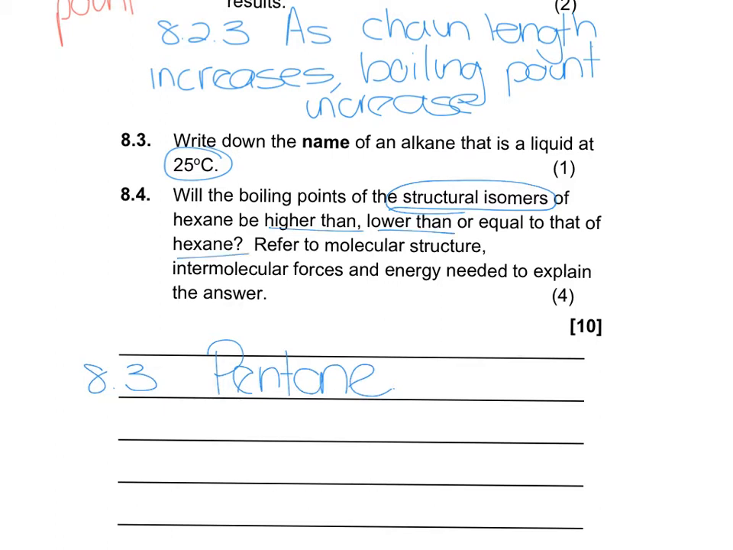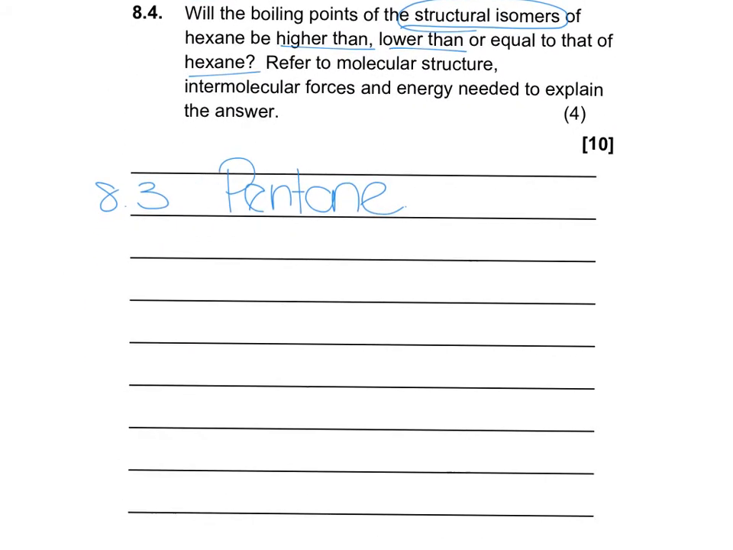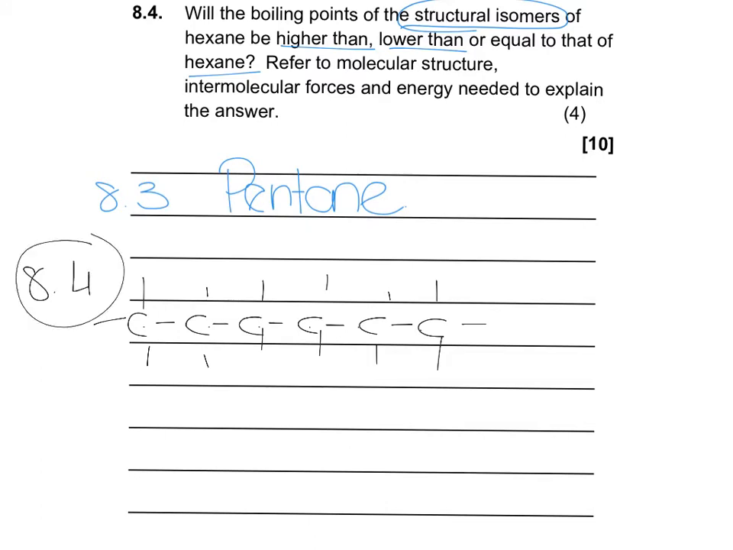Then they say, will the boiling points of the structural isomers of hexane be higher than, lower than, or equal to that of hexane? Refer to molecular structure, intermolecular forces, and energy needed. So there are a lot of things I need to have in this answer. Remember, hexane looks like this: 1, 2, 3, 4, 5, 6. I'm not going to put in all the hydrogens because I'm just showing you something quickly. This is for 8.4. One of the isomers of hexane would be this: 1, 2, 3, 4, 5, and now we have a branch.